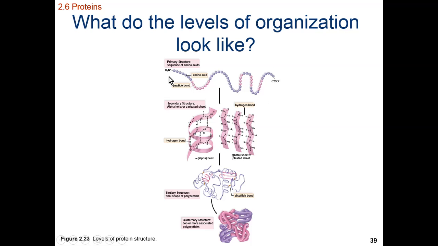And after our primary structure, these polar and nonpolar, ionized and non-ionized amino acids will sometimes form loop-de-loops with themselves. If they form a loop-de-loop, we call it an alpha helix.